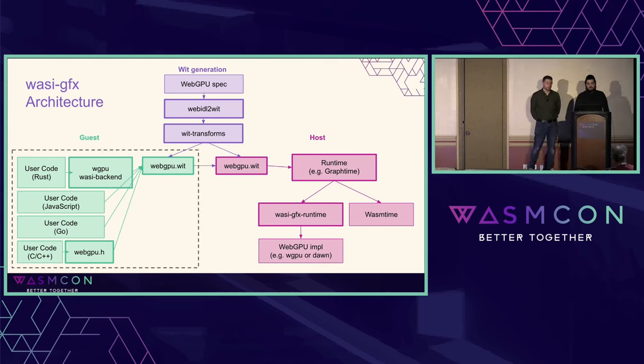Then on the guest side, now that we have a WebGPU.wit, anyone can target it from any language. If you're using a language that already has a standardized way of dealing with WebGPU, like in Rust, you have WGPU, and in the native world, you have WebGPU.h, in those cases, we're working on backends that target WebGPU.wit so that your existing code just compiles to WASI out of the box.